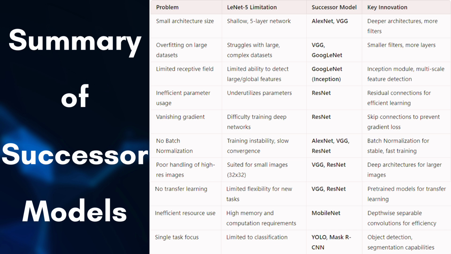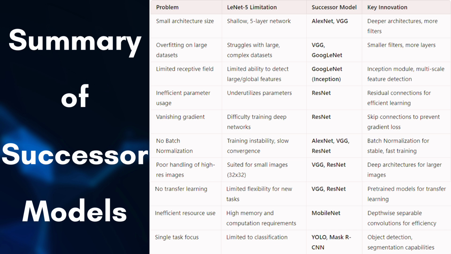Problem 4. Inefficient parameter usage. LeNet 5 underutilized its parameters, meaning it wasn't using its resources efficiently. ResNet came along with residual connections, which allowed the model to make better use of parameters and improve learning efficiency. Problem 5. The vanishing gradient problem. As networks got deeper, training became harder due to gradient loss. ResNet fixed this by introducing skip connections, allowing gradients to flow smoothly through the network, even in very deep models.